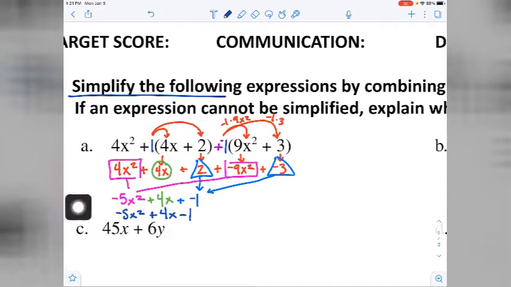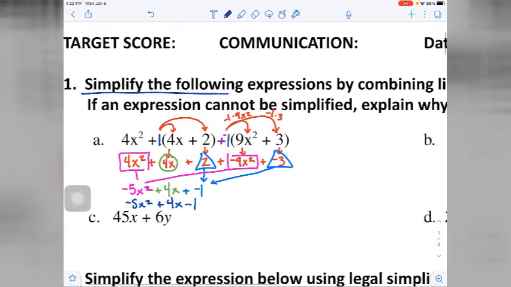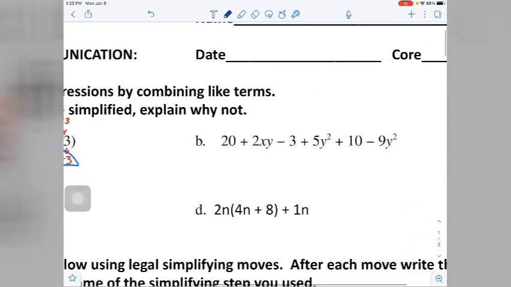Things that students did that were mistakes were instead of seeing this as a negative, they did 4x squared plus 9x and got 13x squared, which is wrong. Almost everybody got 4x correct because they knew they couldn't combine it with anything else. But the other thing that students did was they said, oh, it's 2 plus 3, but they forgot that everything in here was being subtracted and that it should really be 2 minus 3, and so they came up with 5 instead of 1. Sometimes negative 5 instead of 1. Moving on to B.